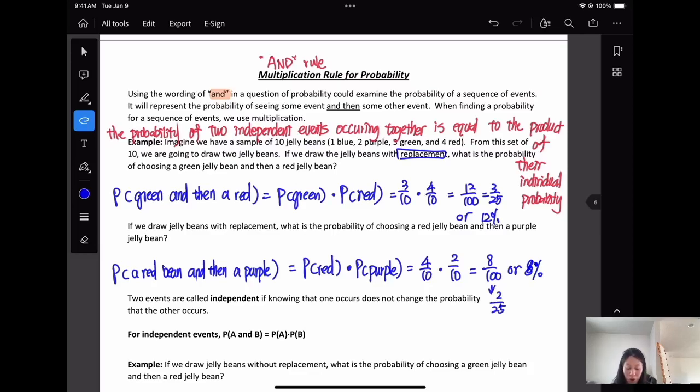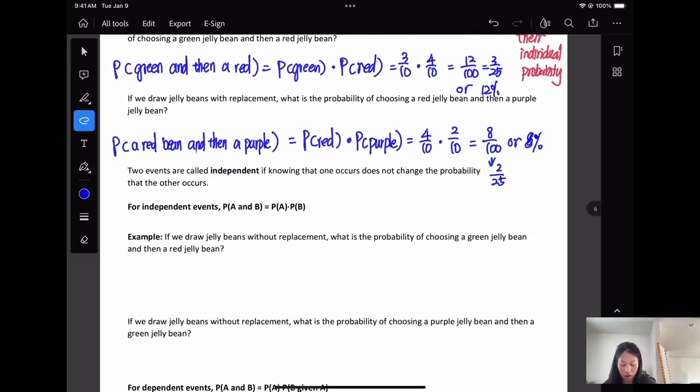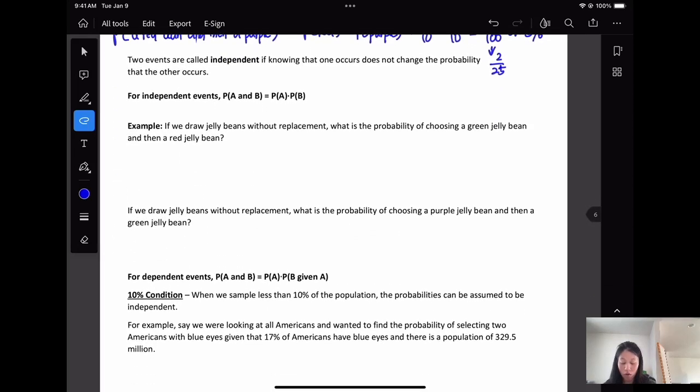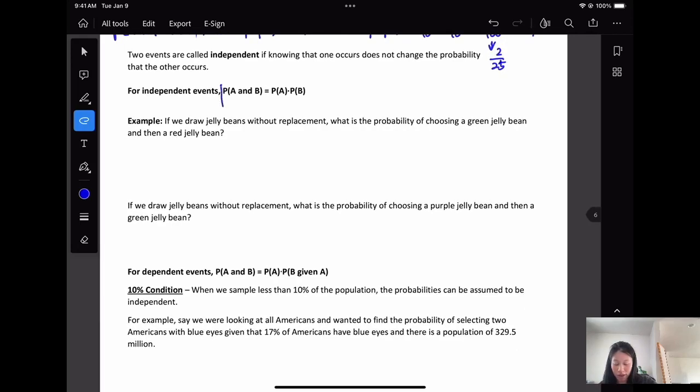Okay, so two events are called independent if knowing that one occurs does not change the probability that the other occurs. Like our previous example about flipping a coin, you're flipping heads, that's one event, and knowing that it was Friday. These are two independent events. All right. So for two independent events, if we want event A and B to happen, the probability is equal to P(A) times P(B).